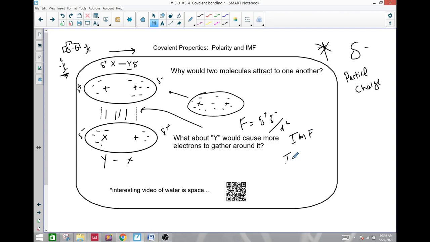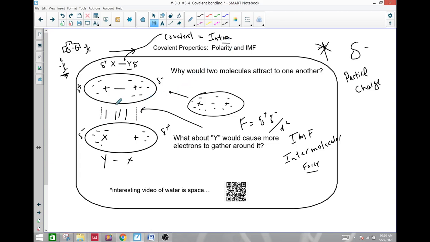Intermolecular force is much weaker than a bond. The bond on the inside, the sharing between atoms, we call a covalent bond, and we refer to that as intramolecular force. Intra means within. For example, there's an intranet and an internet, intrastate commerce and interstate commerce.